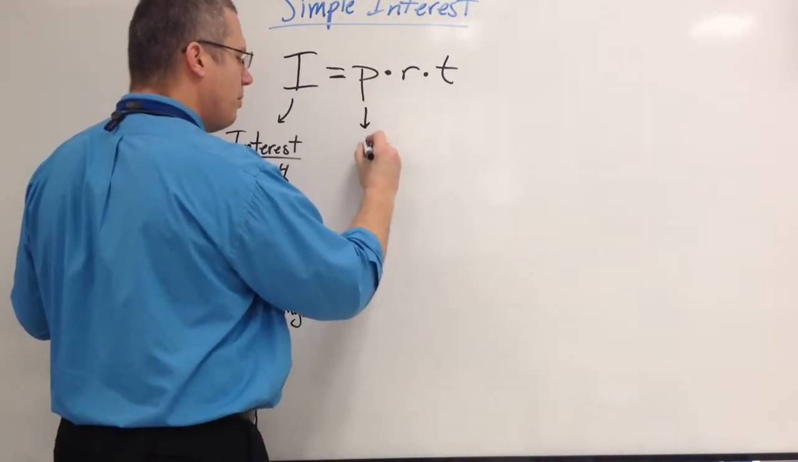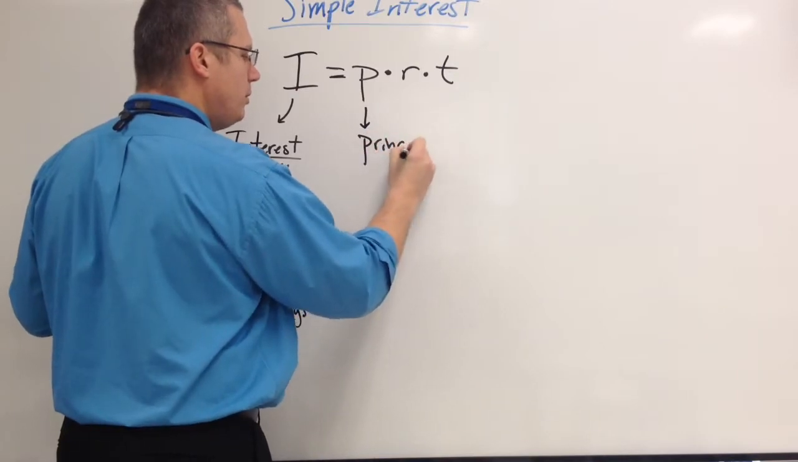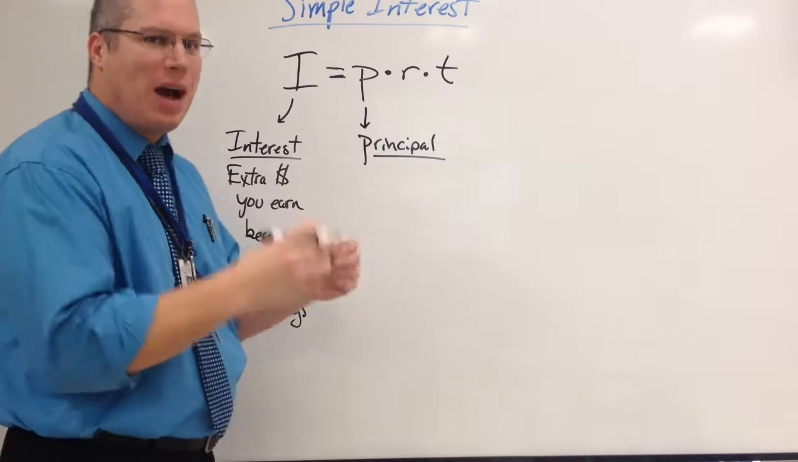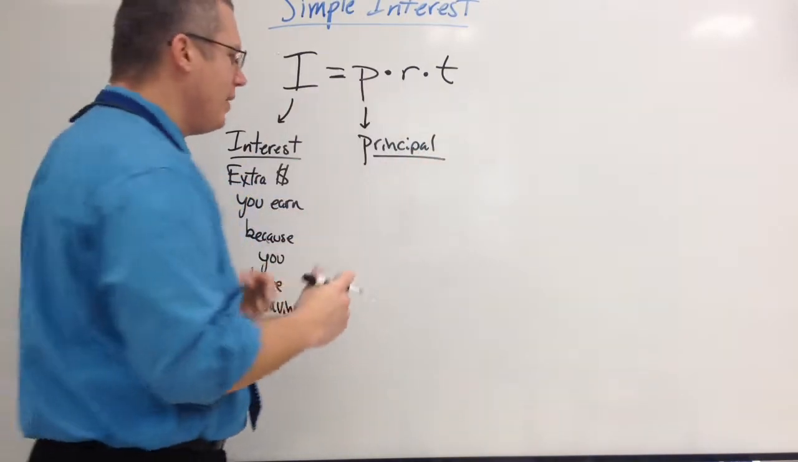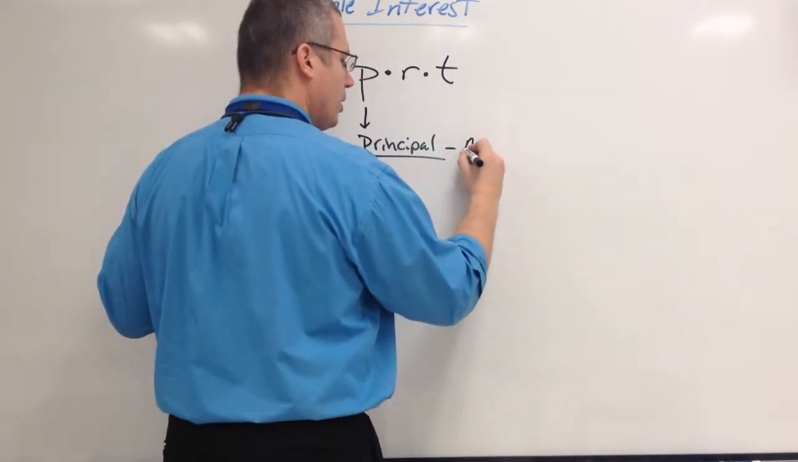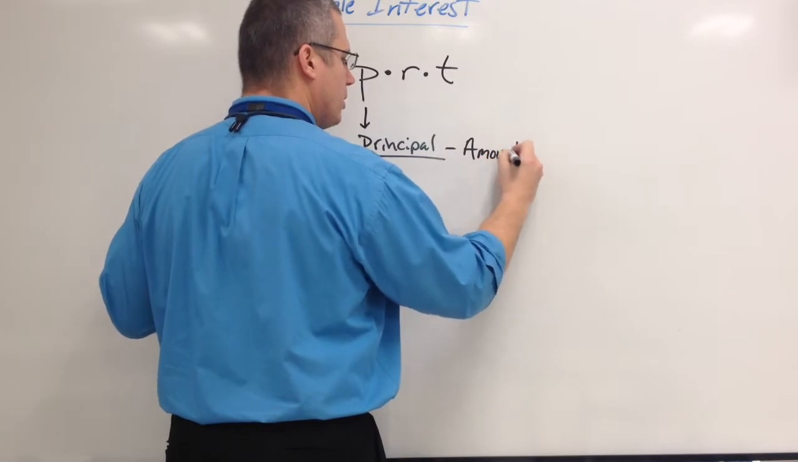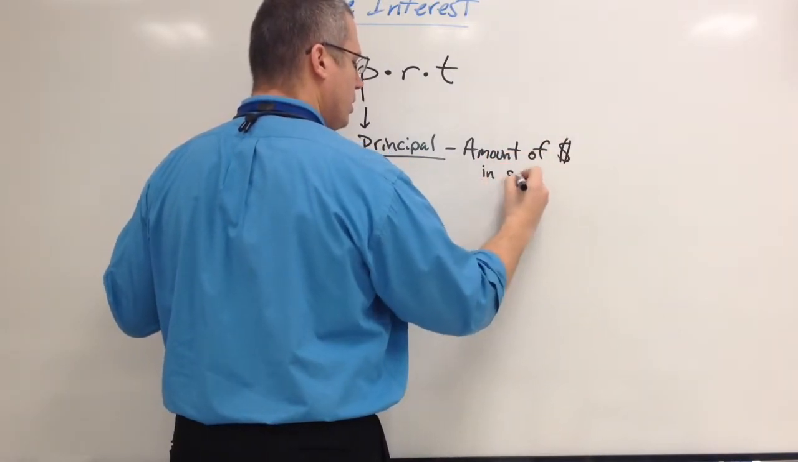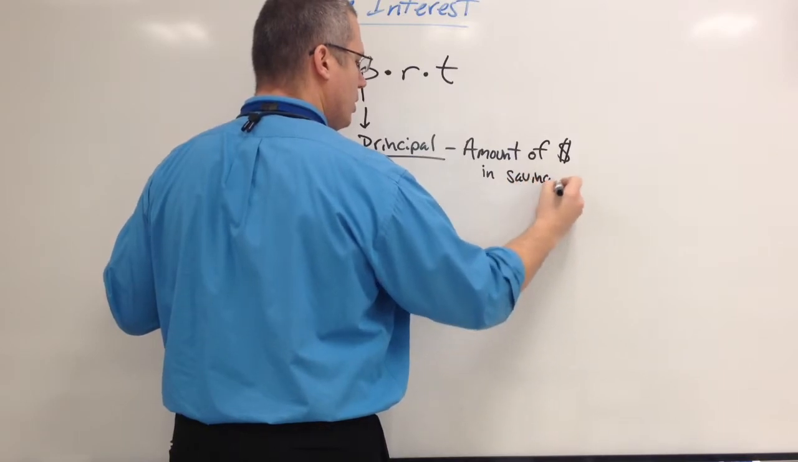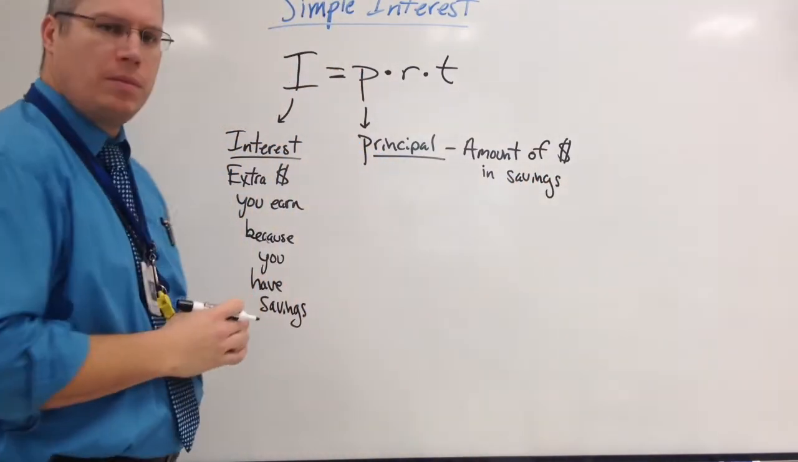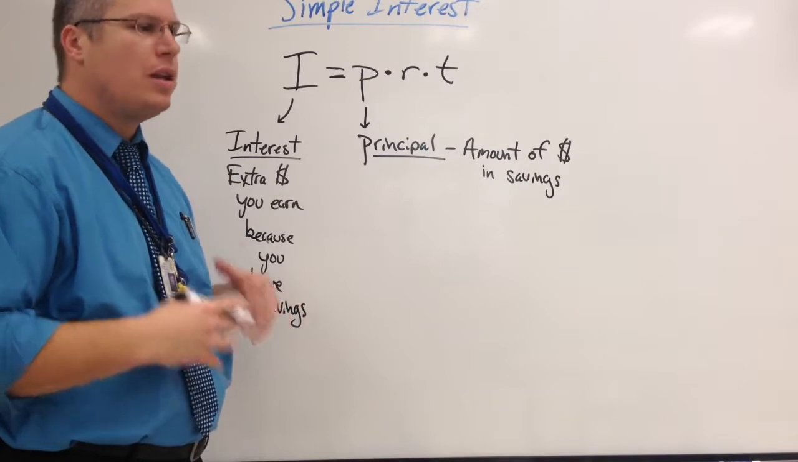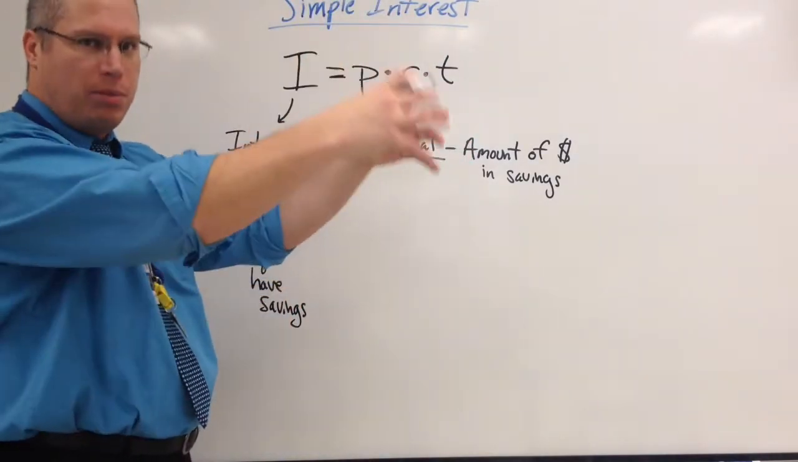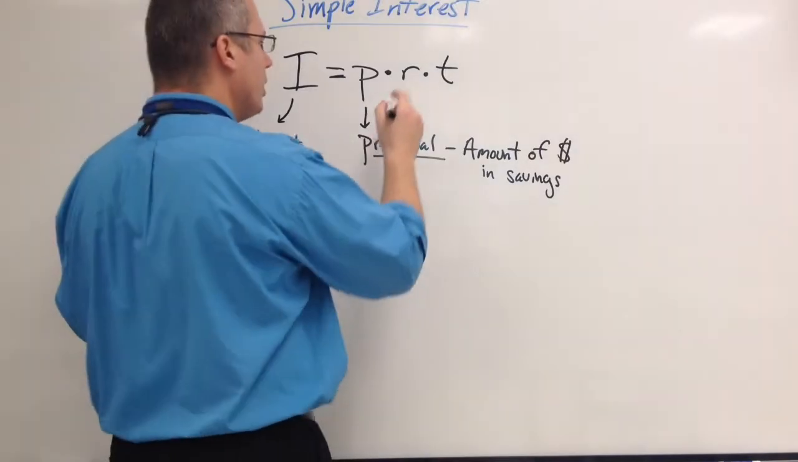P is the principal. Now what is the principal? Principal is the amount of money that you have in your savings. That's what the principal is. So if I put $200 into savings, that's the principal, the amount that I'm putting in.